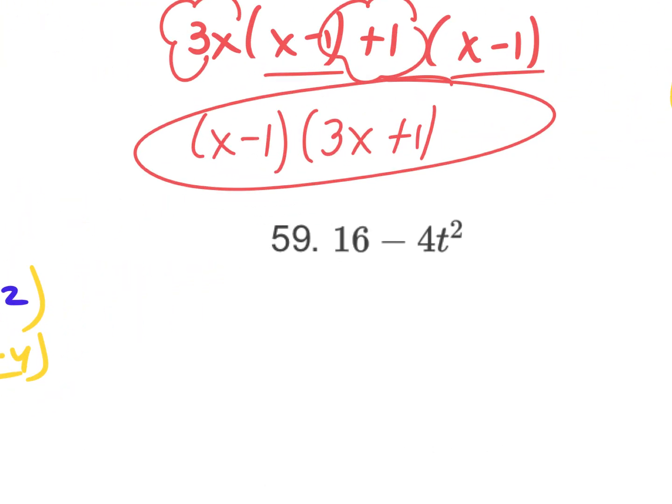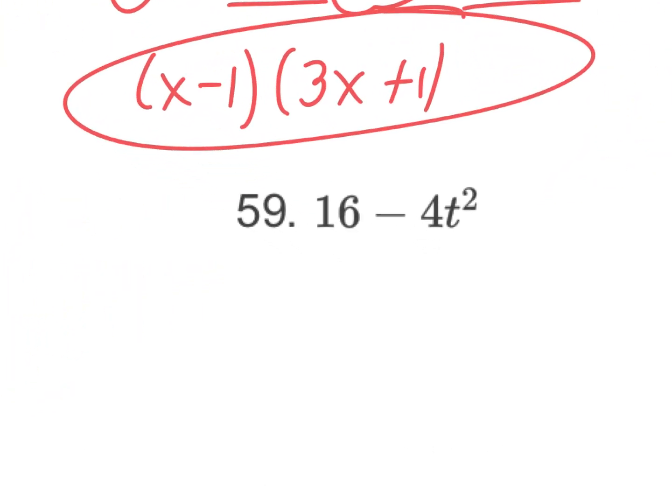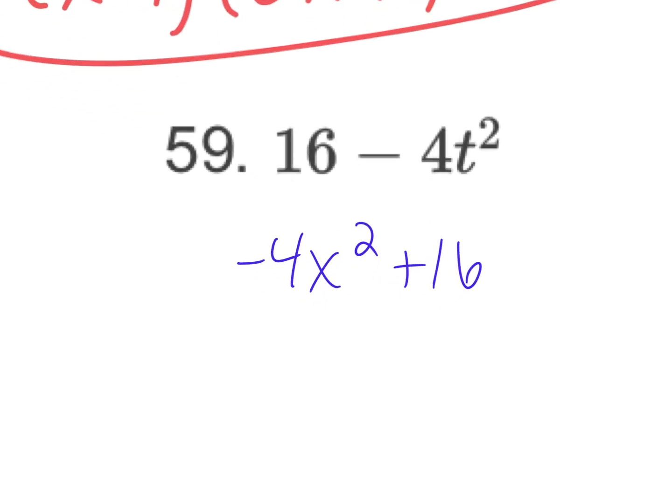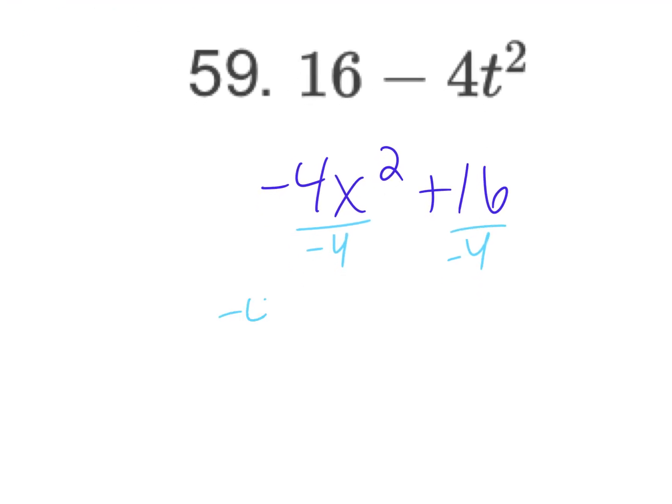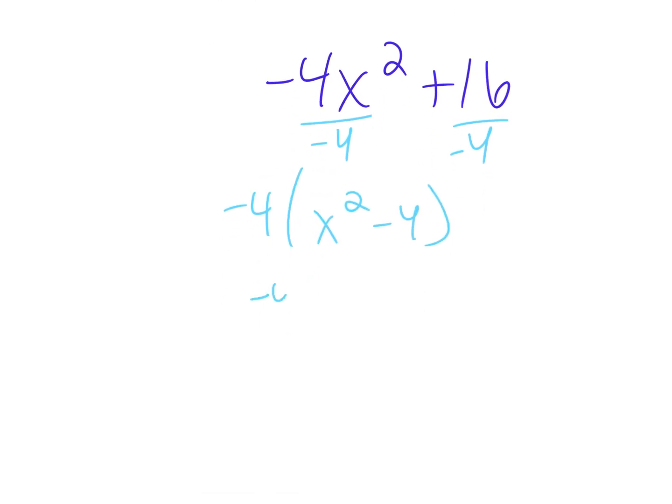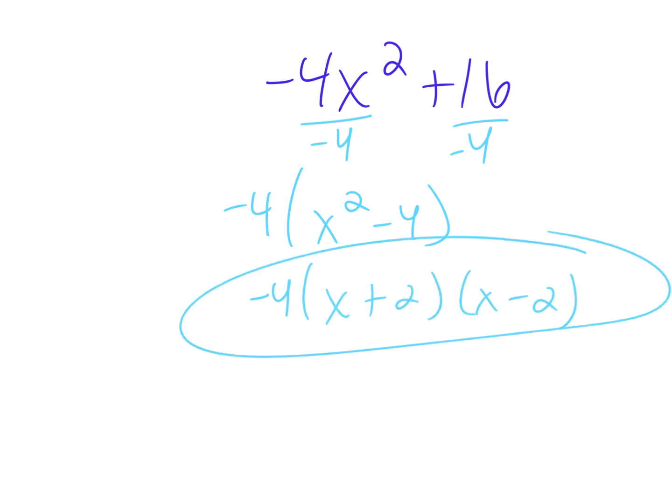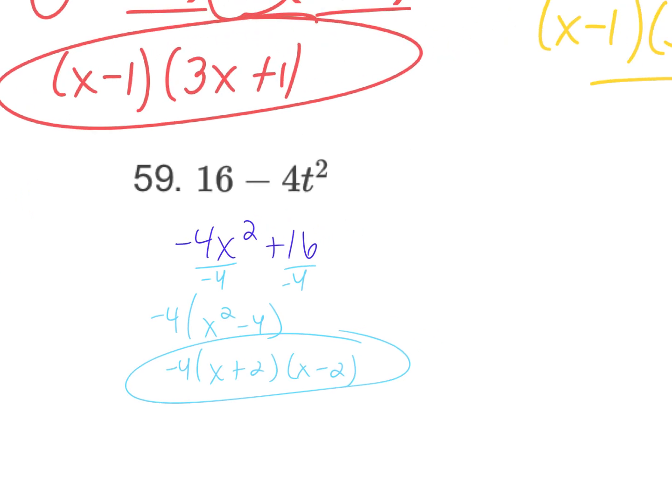All right, 16. Well, first of all, I don't like the way it looks. I like to write things in standard form. And again, I'm going to change the t to an x. So I'm going to rewrite this as -4x squared plus 16. Okay, so now, what is my GCF? Well, I notice that I can take out a -4 from both of these terms. So I'm going to take out that -4 in front, and I'm left with x squared minus 4. Two terms, so that's going to leave me with difference of perfect squares, x plus 2, x minus 2. And don't forget that -4. You factored it out. It needs to stay with the problem.